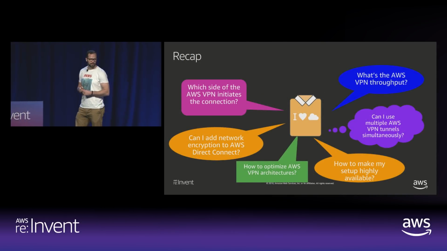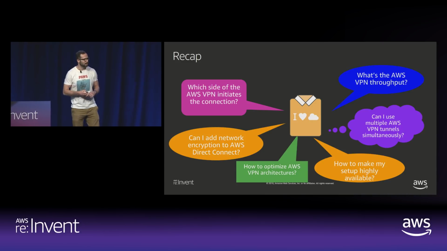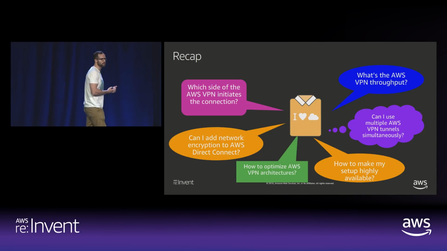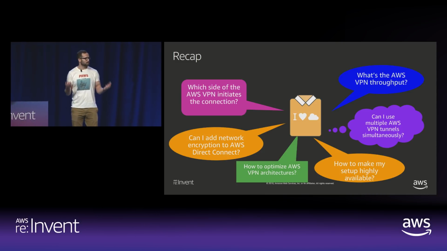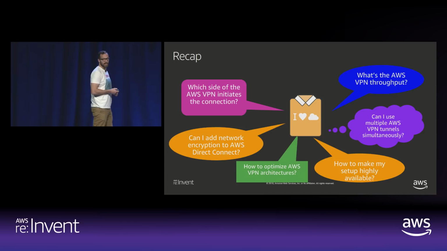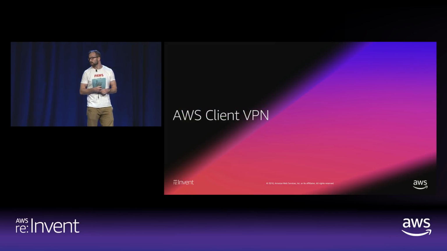OK, so let's recap. We went through a lot. And hopefully, you answered all your questions. So you know the throughput of each VPN. You know that you can combine those VPNs together using the transit gateway. You know how to make your setup highly available. You know how to optimize it. And you know now which side of the VPN connection actually initiates the connection, and that's the TGW. That's the customer gateway. So now I'm going to hand off to Karthik to tell us about the AWS Client VPN.